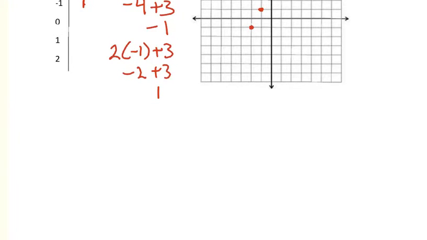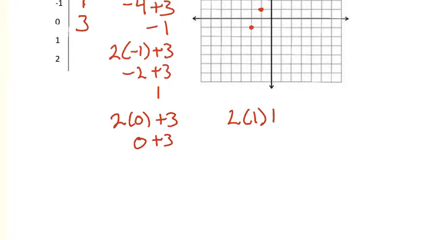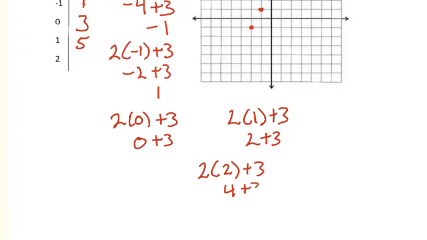We'll try 0 next, so it's 2 times 0, and then plus 3. That's 0 plus 3, which is just 3. And then we've got 1, so we could go 2 times 1 plus 3. So 2 plus 3 is 5. And we can do the same thing again here with 2. We're just getting some representative points to help us see the shape of this graph and to be able to draw a nice, accurate line in this case.